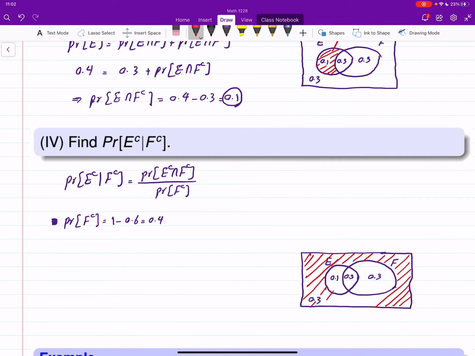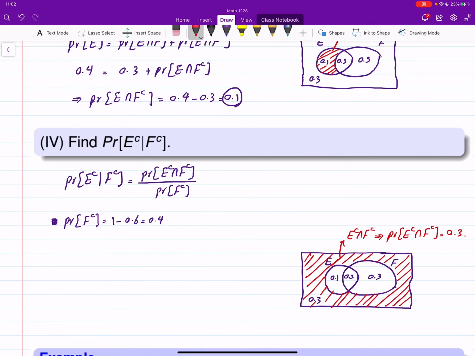And as you can see, this shaded area is what we are looking for. This is E complement intersect F complement, and from there you just notice that I already found those numbers there. That is 0.3.